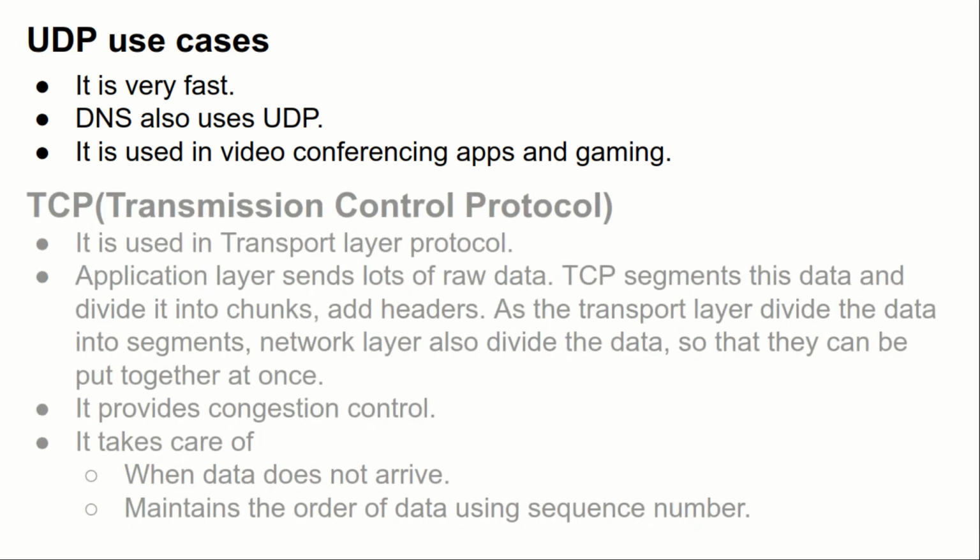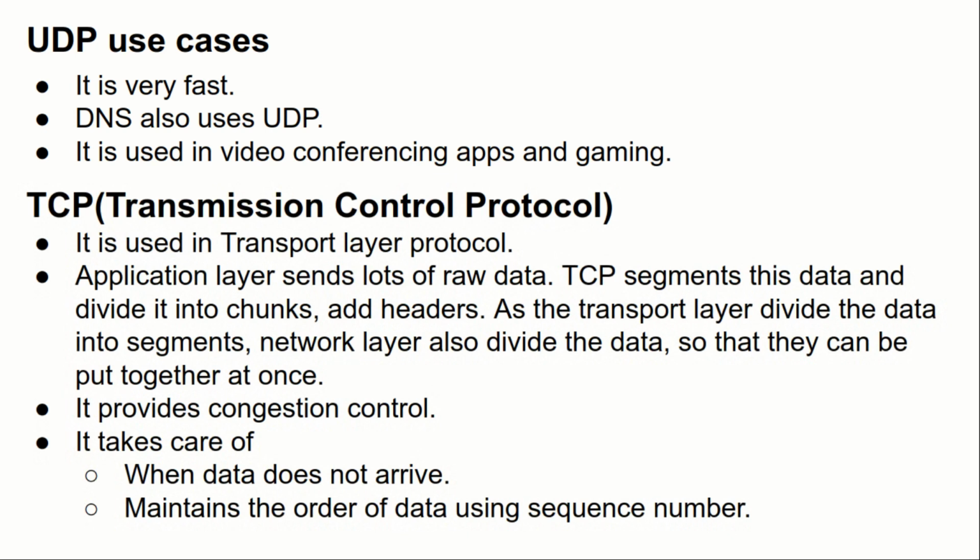Now let's move to TCP, the Transmission Control Protocol. It is a transport layer protocol. The application layer sends lots of raw data, so TCP segments this data, dividing it into chunks and adding headers. As the transport layer divides the data into segments, the network layer also divides the data.